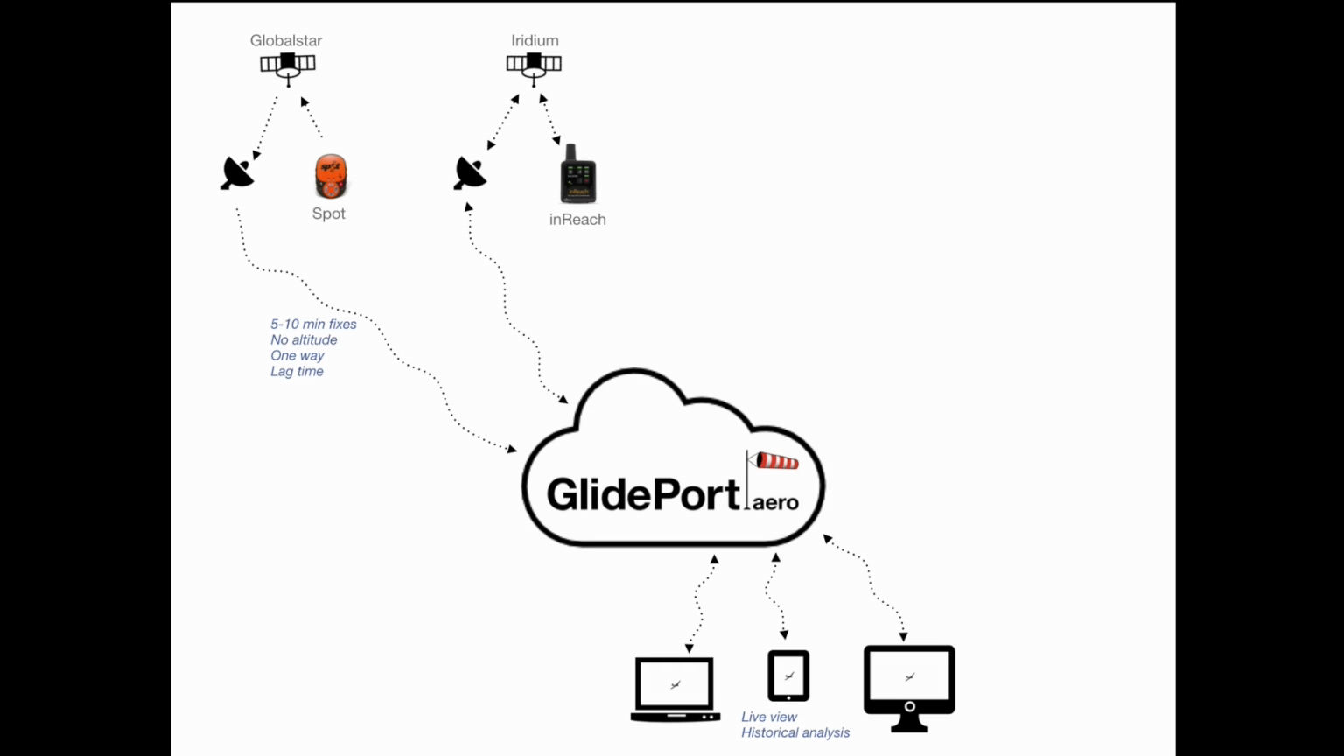InReach is an improvement over Spot. It's basically the same concept. You have a satellite device. In this case, it uses the Iridium satellite network. The signal comes down to the ground, and somehow eventually finds its way into GlidePort. It's a better Spot. It does have altitude data. You can have shorter fixes, up to a minute. It is expensive, as much as twice as expensive as Spot, and it does have other issues, so I'm not a huge fan of it.